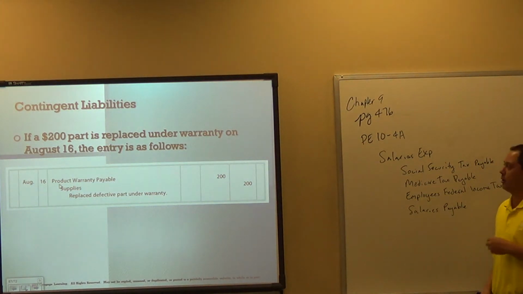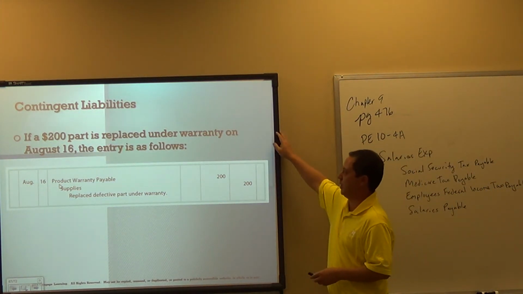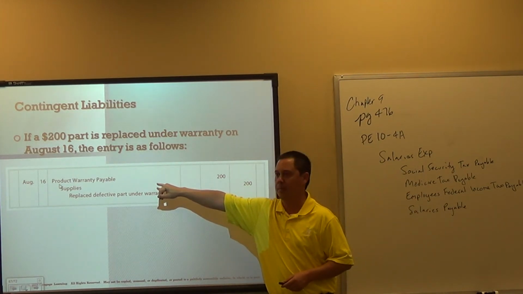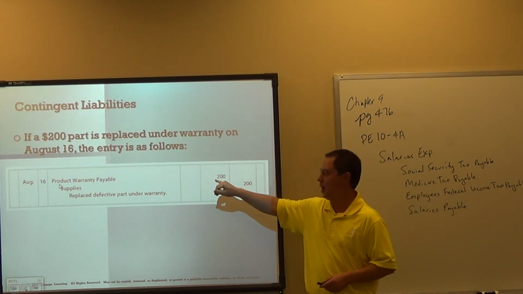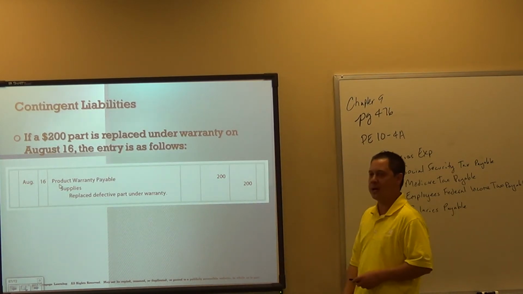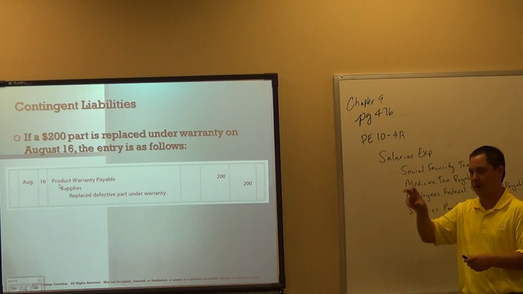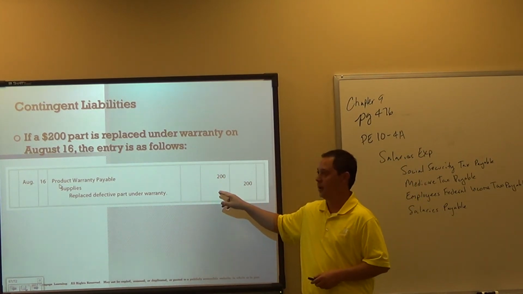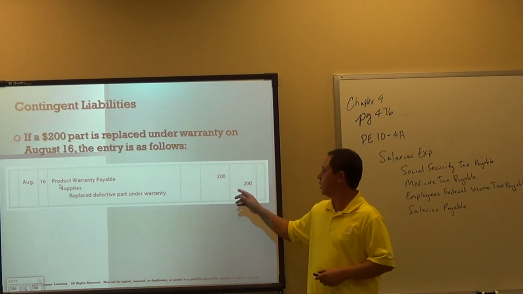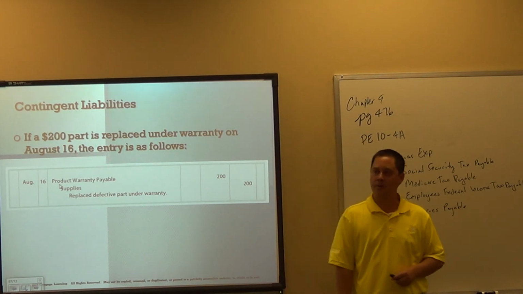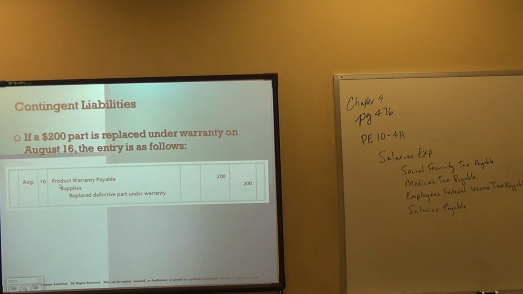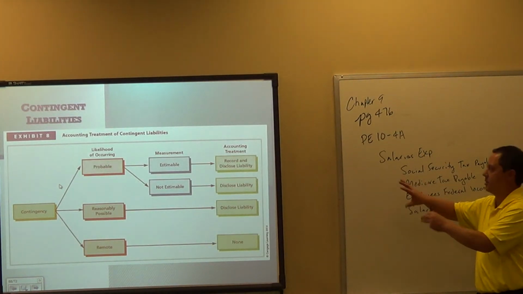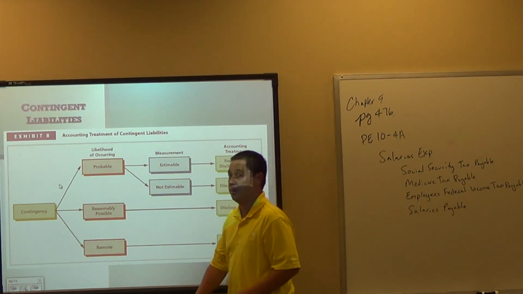So if a $200 part is replaced under the warranty, we then reduce our product warranty payable by $200, and then we take off the supplies we use to fix that. So we reduce what we have in the payable because we owe less on that, and then we reduce supplies because we have fewer supplies. All right, so this is kind of how it breaks down. I'll give you a moment to take a look at that.